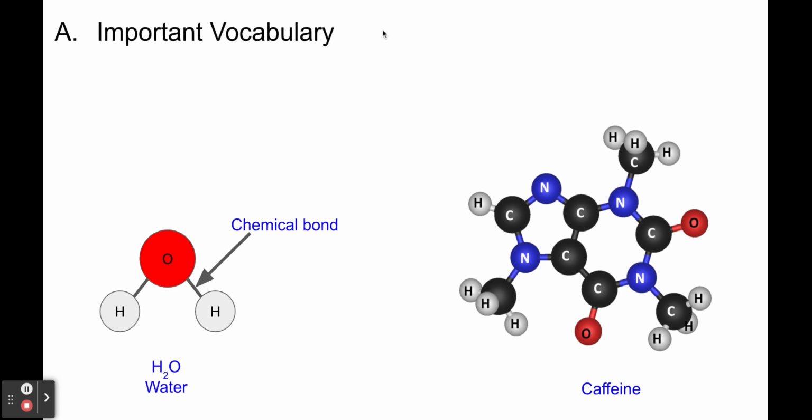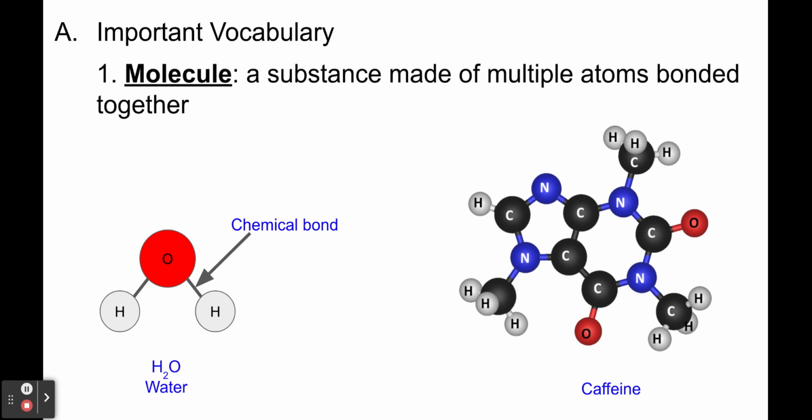Important vocabulary. Here's our first important vocabulary term. Number one, a molecule. You probably are familiar with this one. A molecule is a substance made of multiple atoms bonded together. We can have really small molecules made of just 3 atoms, like water, made of oxygen, hydrogen, and hydrogen. Or we can have somewhat larger molecules like caffeine that has many more atoms bonded together.